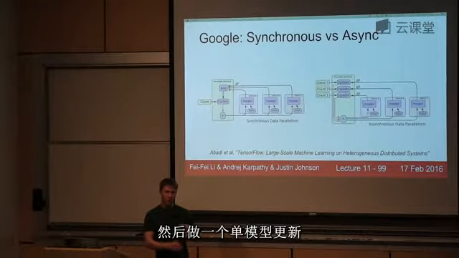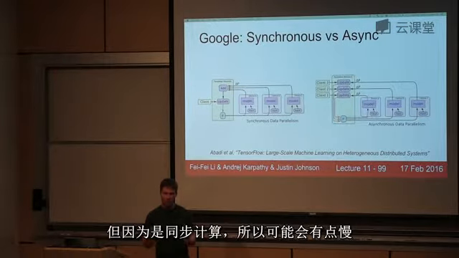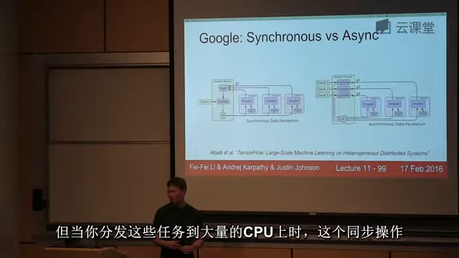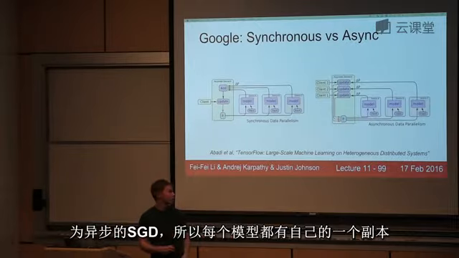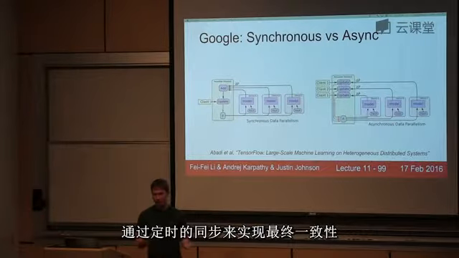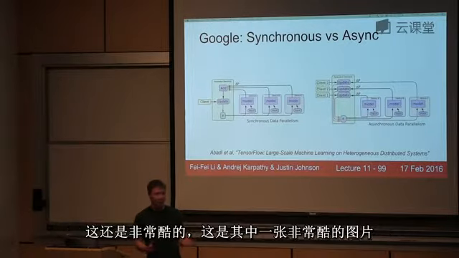This will exactly simulate just computing that mini batch on a larger machine, but it could be kind of slow since you have to synchronize across machines. This tends to not be too much of a big deal when you're working with multiple GPUs on a single node, but once you're distributing this across many, many CPUs, that synchronization can actually be quite expensive. So instead, they also have this concept of asynchronous SGD, where each model is just making updates to its own copy of the parameters, and those have some notion of eventual consistency, where they periodically synchronize with each other. And it seems really complicated and hard to debug, but they got it to work.